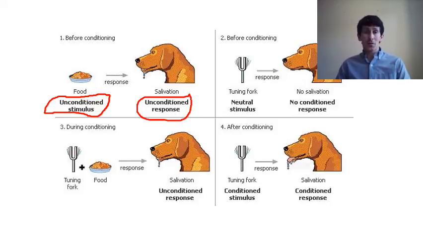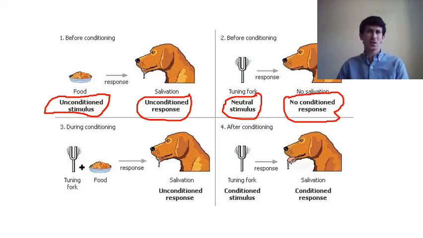So before Pavlov started to do his experiment, he also put this tuning fork down, which was a bit like a bell. You hit it, it makes a noise. And this is the neutral stimulus, so it's been introduced into the scenario. And the dog shows no conditioned response. It doesn't salivate because it doesn't know how to respond to this. It's got no response whatsoever to the tuning fork.